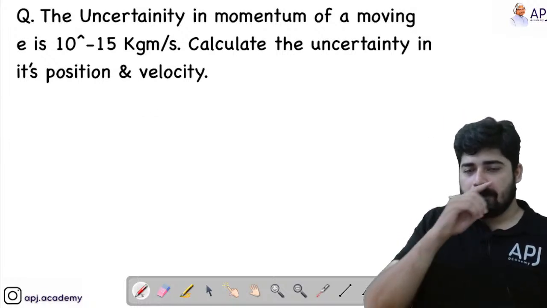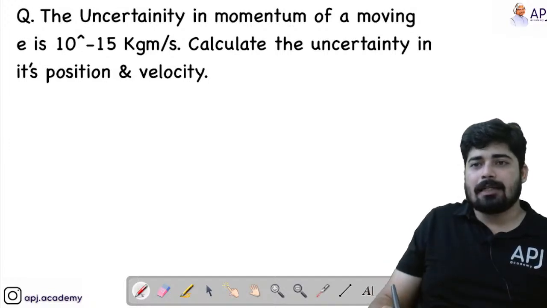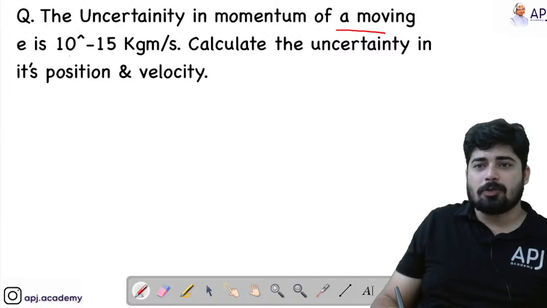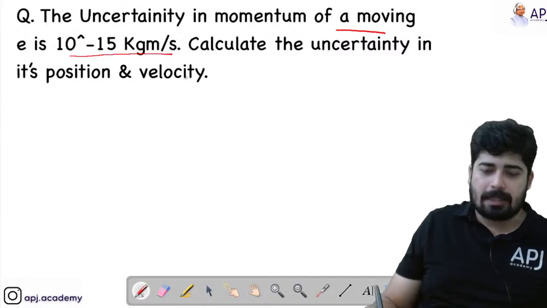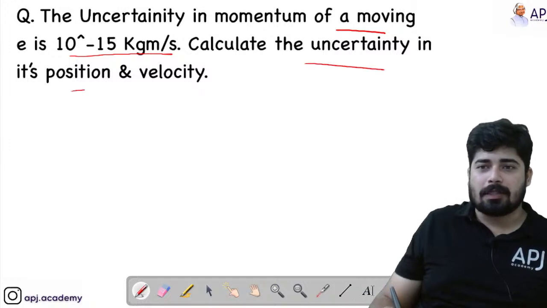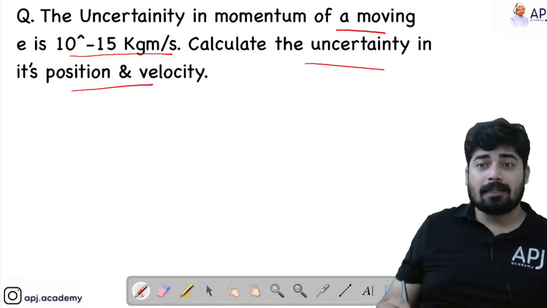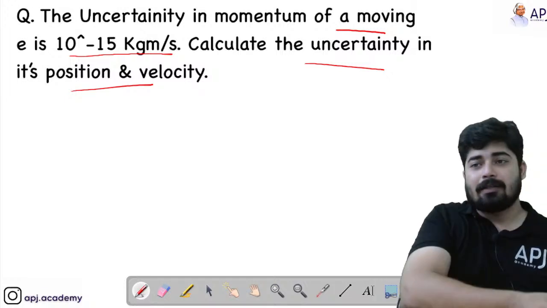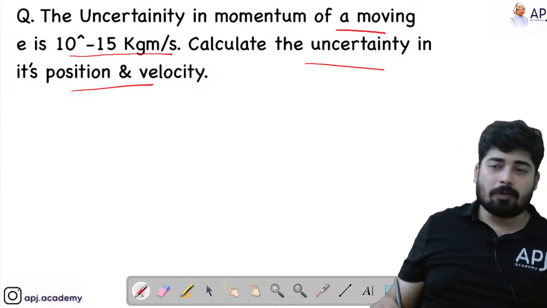So see, here is a question. The uncertainty in momentum of a moving electron is 10 raised to minus 15 kilogram meter per second. Calculate the uncertainty in its position and velocity. You have to calculate the uncertainty in position as well as in velocity. So can you do this problem?